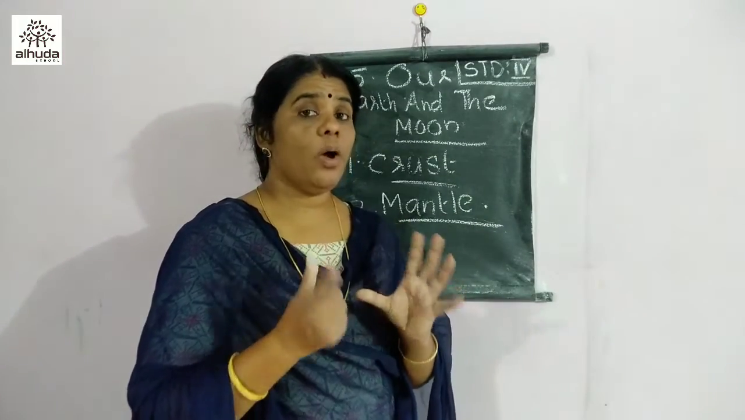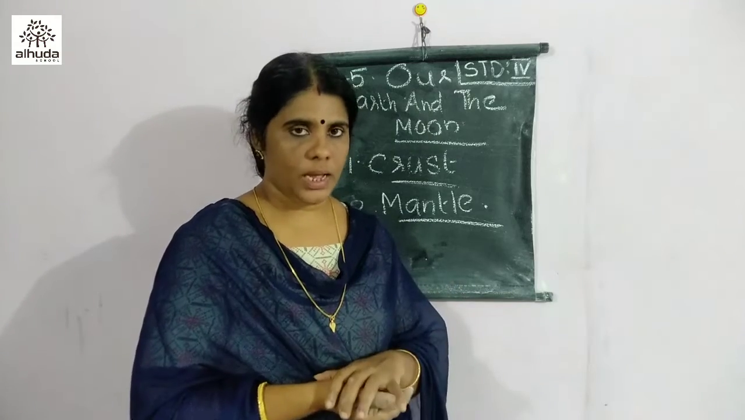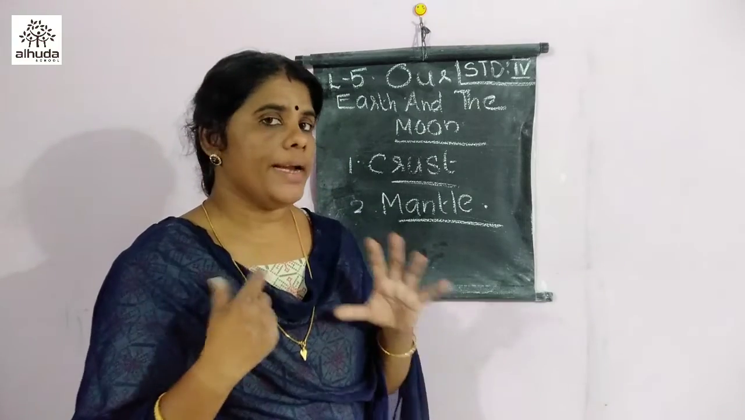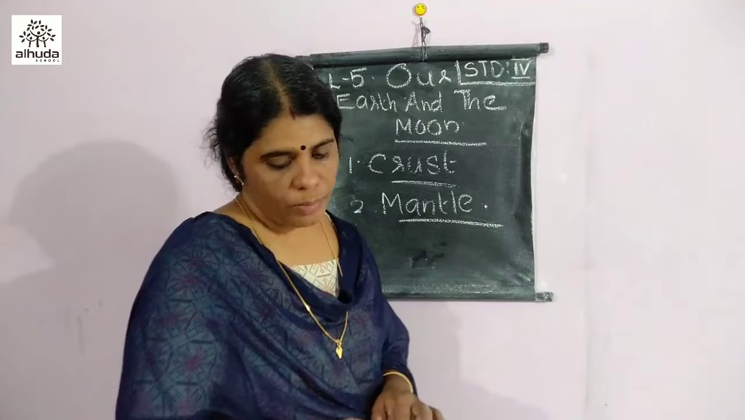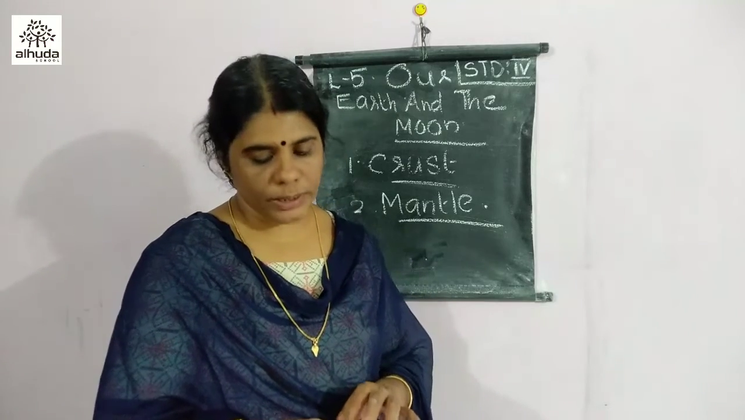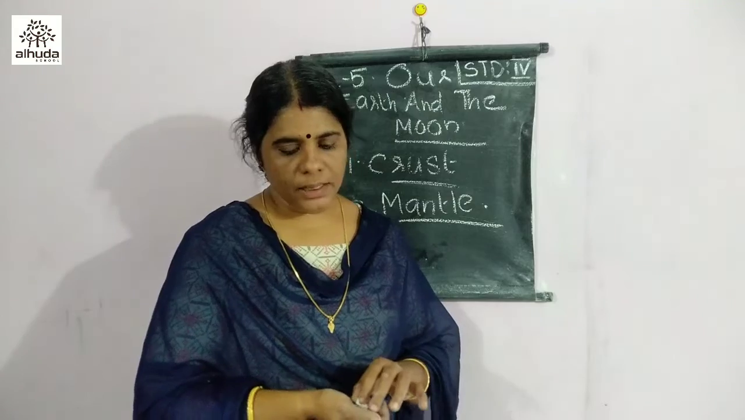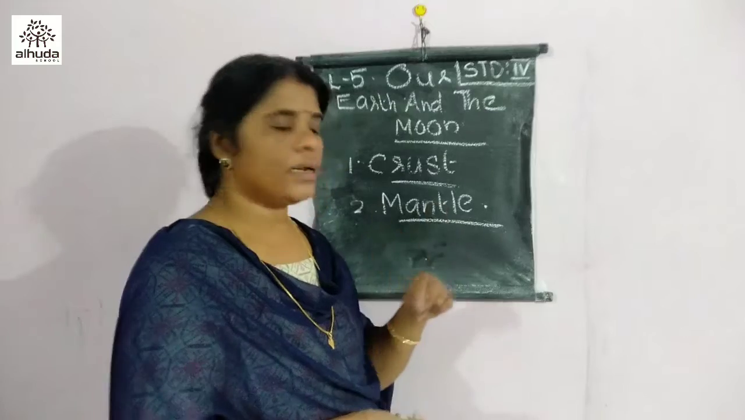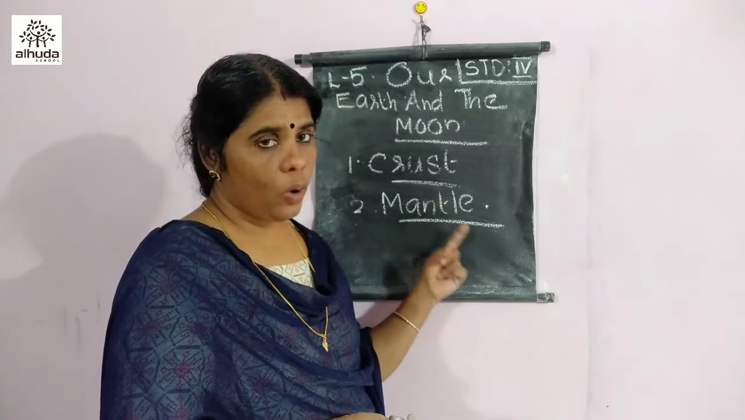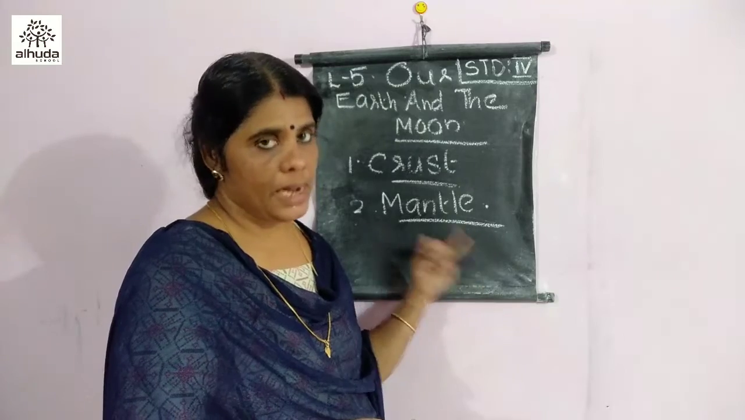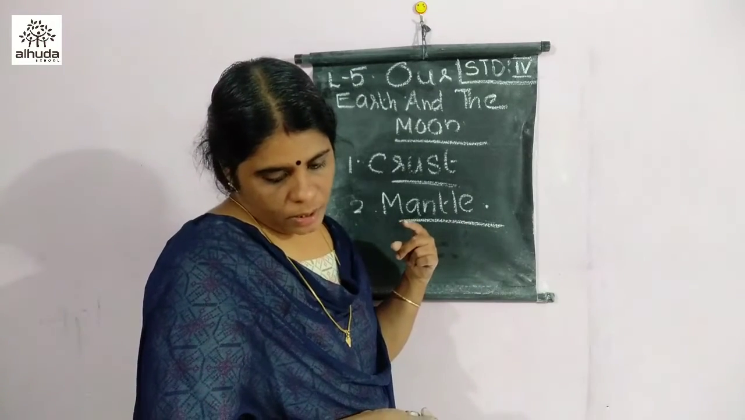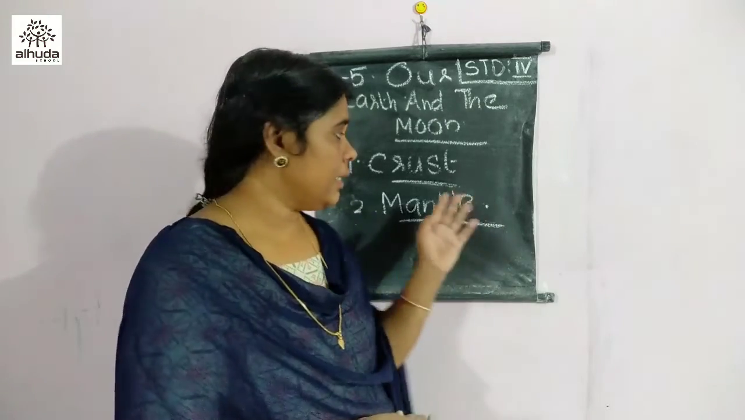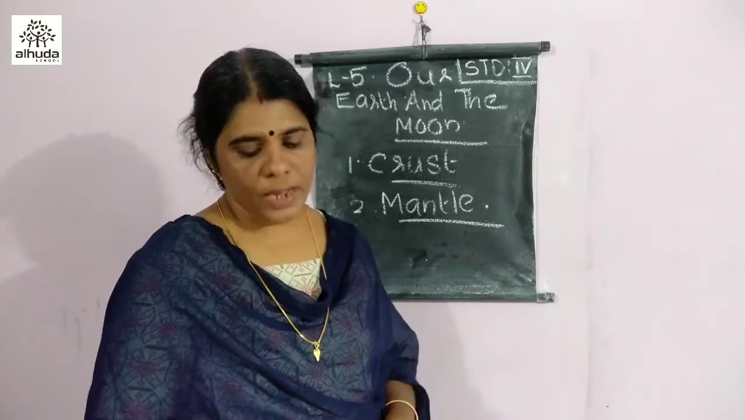This part is very hot, and it consists of a lot of molten rocks, with high temperature and pressure. Below the crust there is a layer of hot molten rocks, minerals and metals. This is called the mantle. It contains very hot molten rocks, metals and minerals, and the mantle is the thickest among the layers of Earth. Which is the thickest layer of the Earth? Mantle is the thickest layer of the Earth.